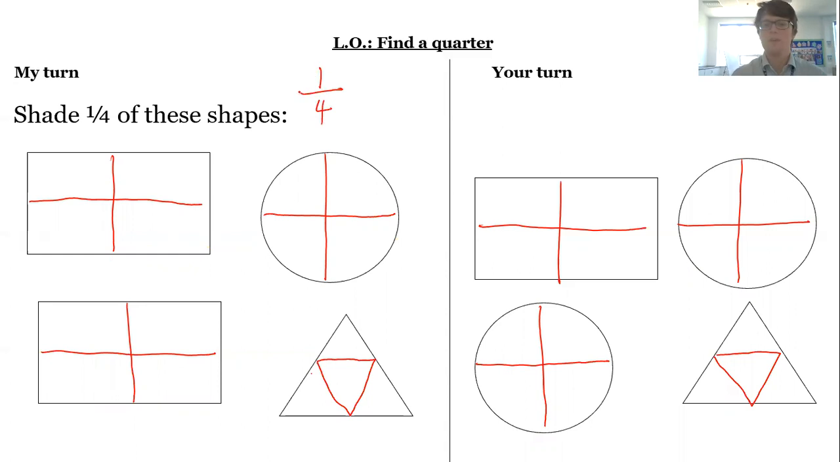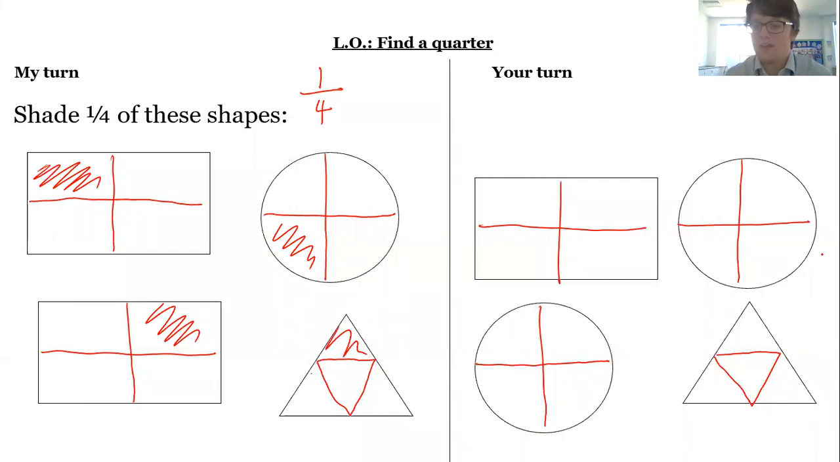Got one part out of, that's what this bar means, out of 4, and that's my denominator. So all of my shapes here have been split up into 4 equal parts. And to find a quarter, I just need to shade in one of those parts. But the crucial thing is it can be any one of the parts. It doesn't have to be that's a quarter, this is a quarter, this is a quarter, this is a quarter.